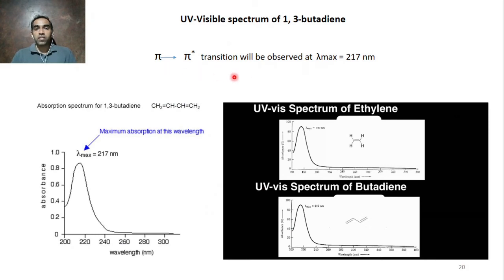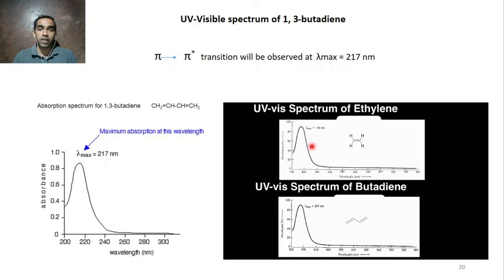Then in the syllabus there are some examples which they have given. You should remember the spectrum also for this. This is the spectrum of 1,3-butadiene. If you see it here, the main transition which takes place is π to π star, and it occurs at 217 nanometer. You can see the spectrum like this. The spectrum of 1,3-butadiene is shown here.